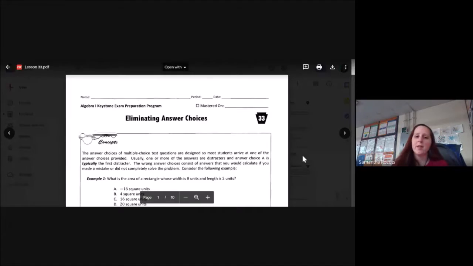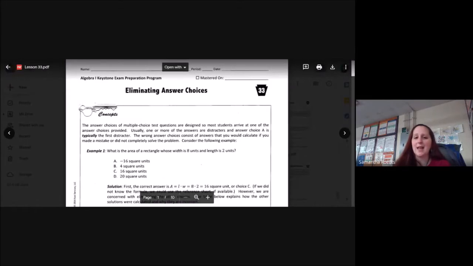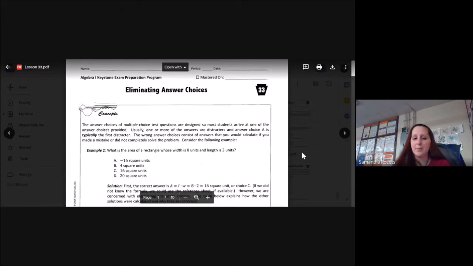Right, this is lesson 33, eliminating answer choices. The answer choices of multiple choice test questions are designed so most students arrive at one of the answer choices provided. Usually one or more of the answers are distractors, and answer choice A is typically the first distractor. The wrong answer choices consist of answers that you could calculate if you made a mistake or did not completely solve the problem. Consider the following example.